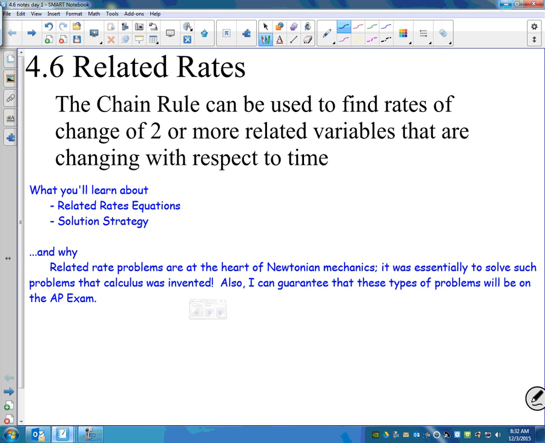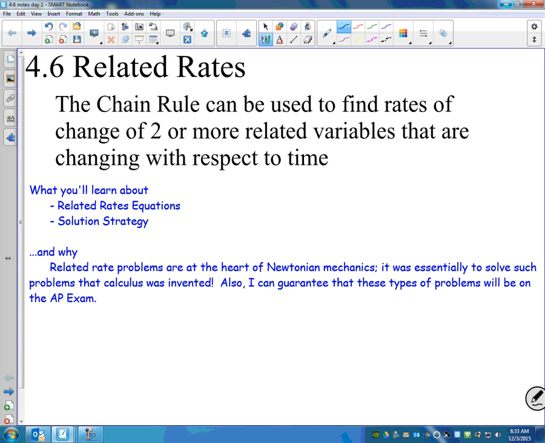Alright, this is the last section of semester 1. So related rates is where we want to look at the rate of something changing with respect to time. And so we're going to use the chain rule, step by step, as we do this. And again, the why comes from your vocabulary.